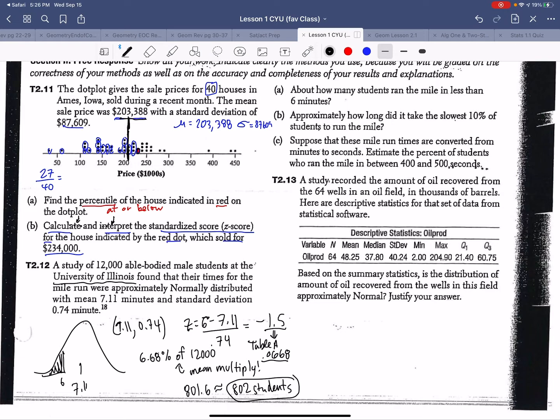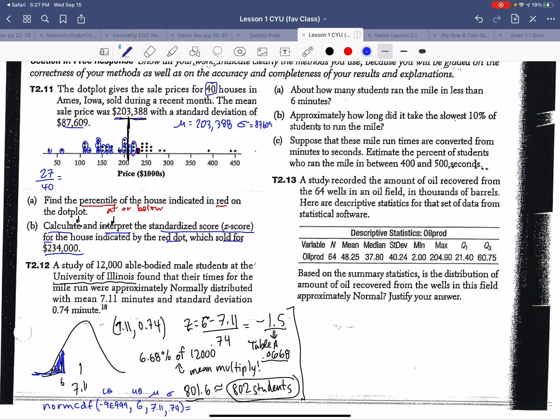Now, looking at the textbook, because we have the answers, they got exactly the same because they did it by hand. They also showed doing it using a calculator. If we were using our calculator, we'd have norm CDF, lower bound, a really low number that's already in our calculator, so we leave it in. Upper bound 6, this goes on for infinity to the left. Mean 7.11, standard deviation, that's 0.74.